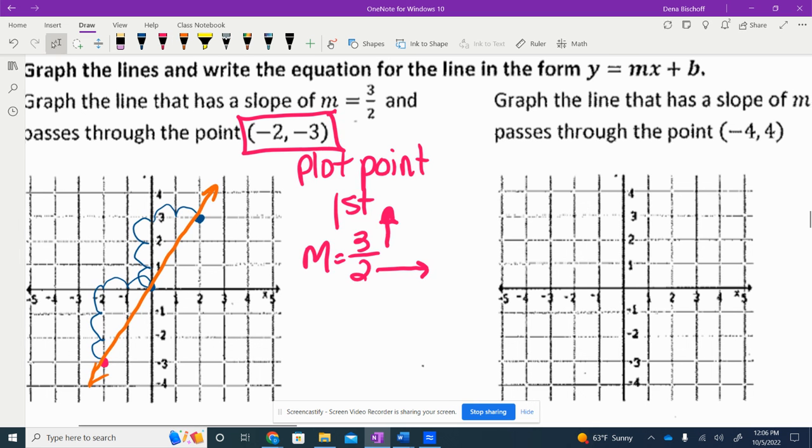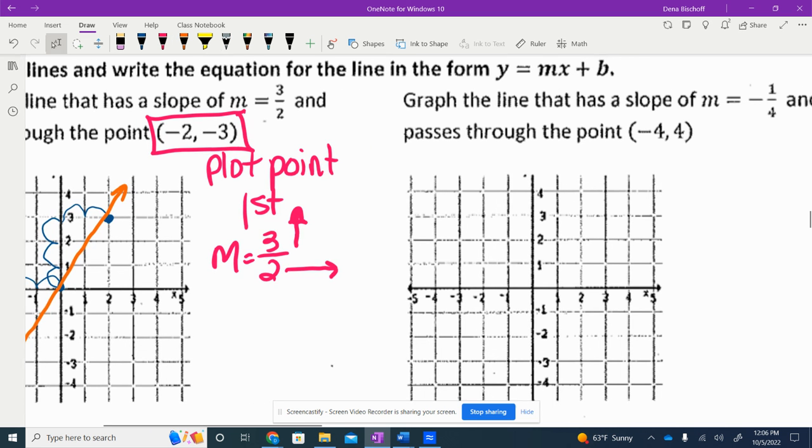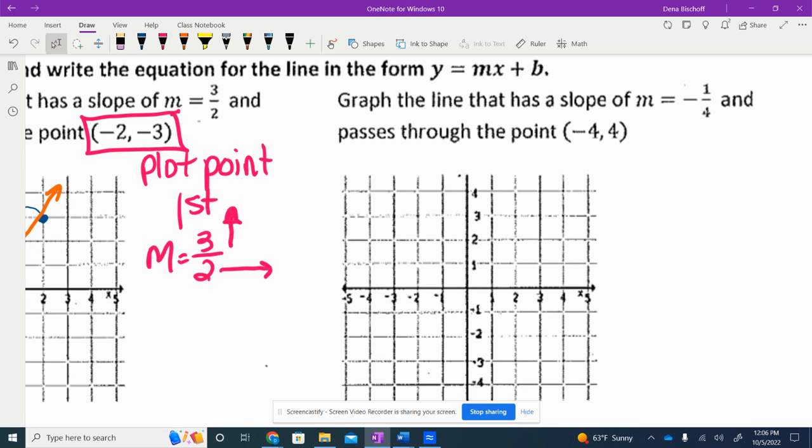Daniel, I'll do the next one without the squiggly bumps, okay? So first, I'm going to plot my point. My point is -4, +4. Then I'm going to look at my slope. And my slope is negative and then the fraction 1/4.